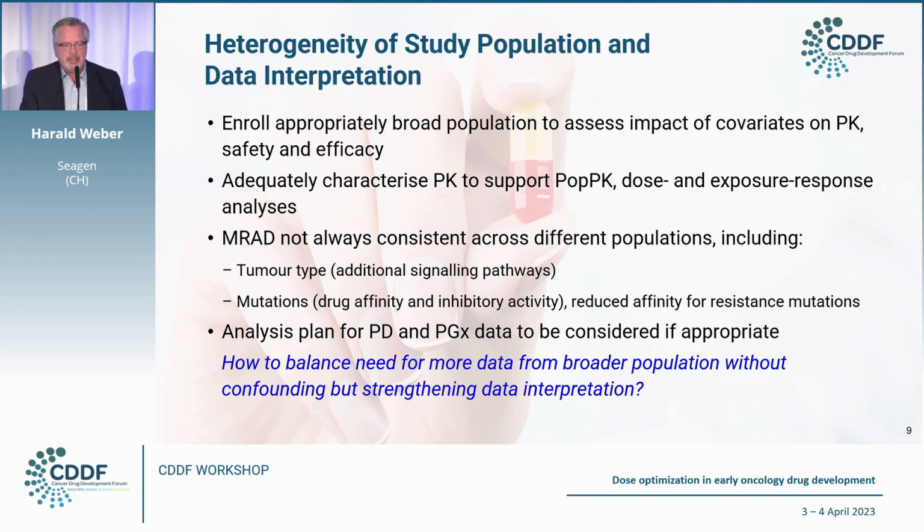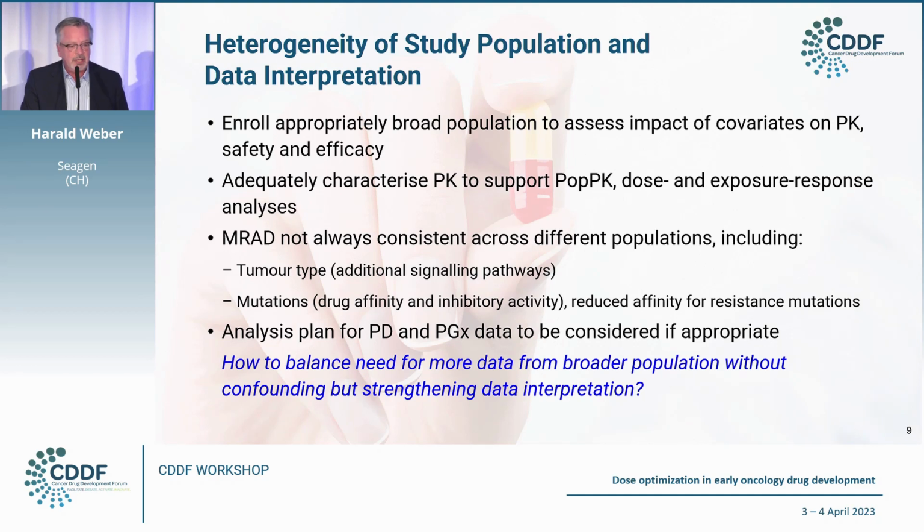So what would be the impact on the data interpretation? On one hand, the advantage that I see is that the PK data being collected can sufficiently support the population PK analysis and dose exposure response analysis. However, it's not always consistent across the different populations that we may enroll in the dose escalation or the dose optimization phase of our phase 1 studies. There are differences in tumor types, maybe due to additional signaling pathways.